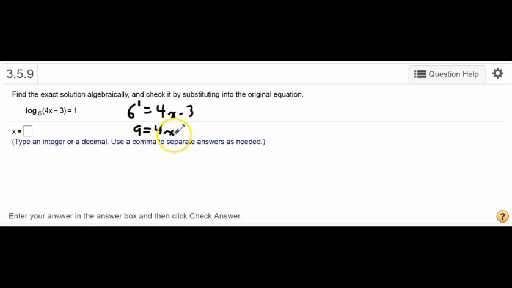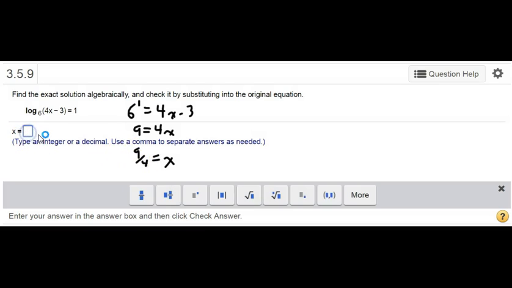And then the opposite of multiplying by 4 is dividing by 4. Now notice they ask you to type an integer or a decimal. So instead of typing this as the fraction 9 over 4, it sounds like they want us to use 2.25 instead.